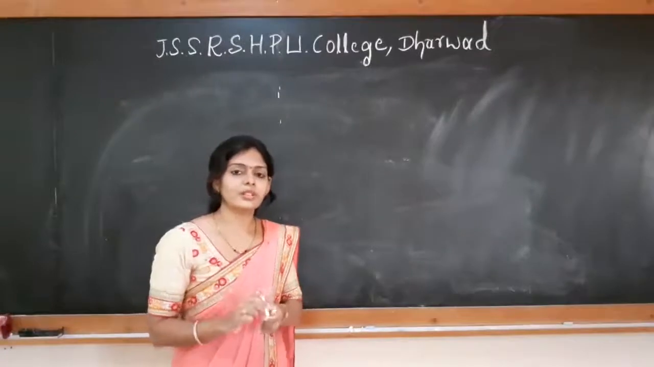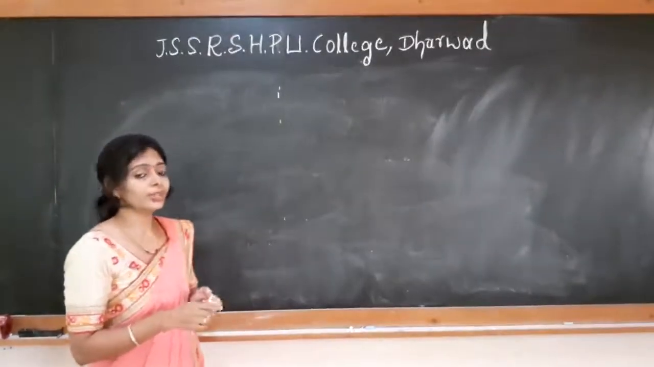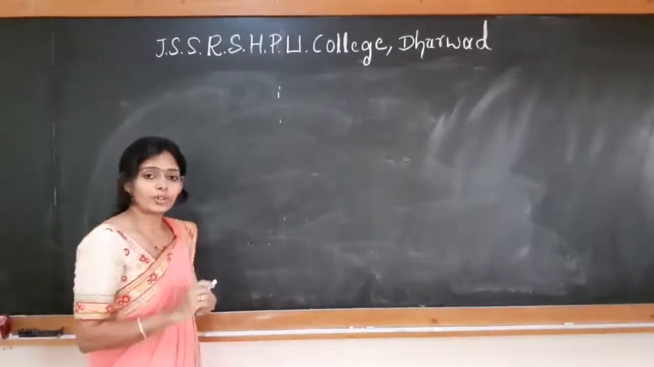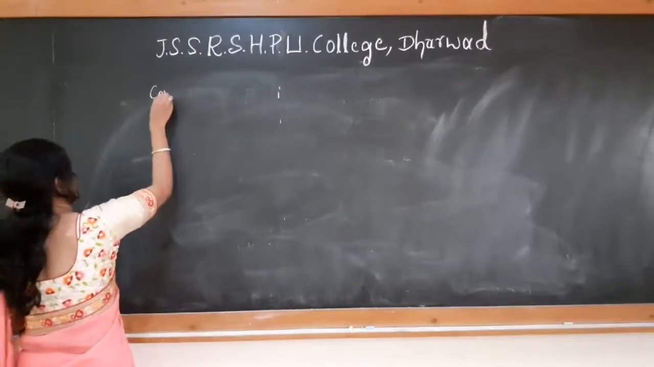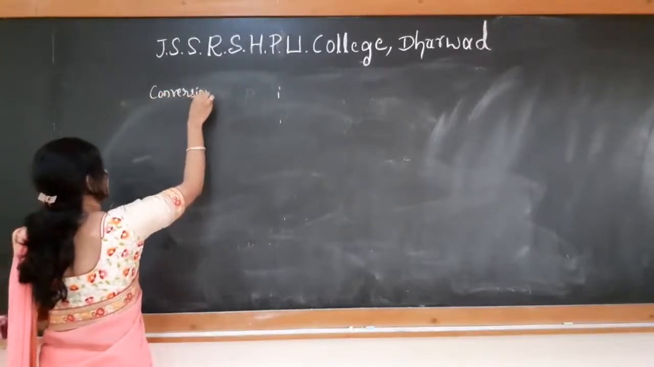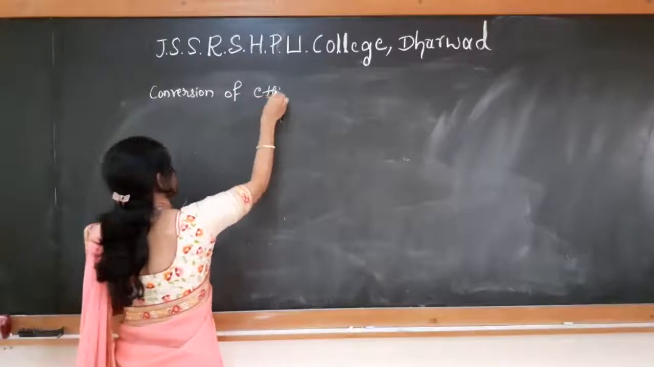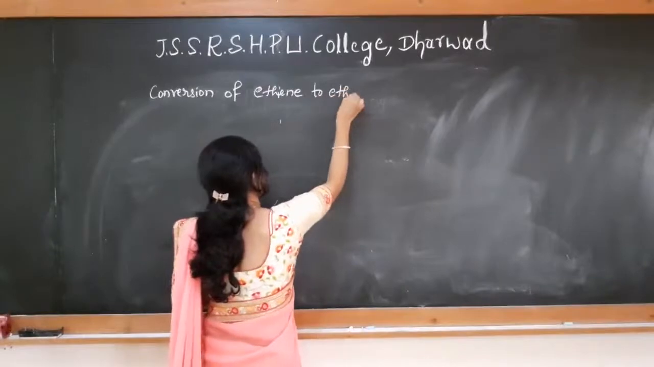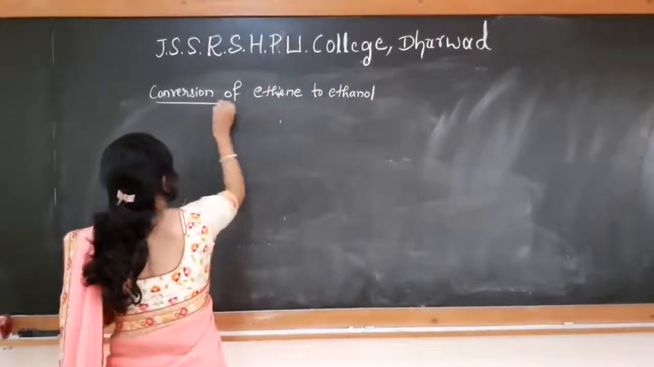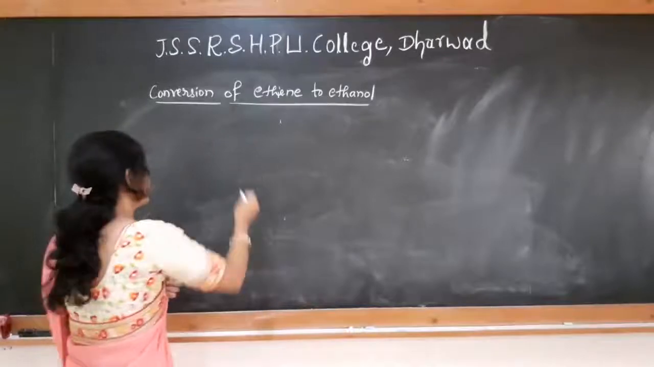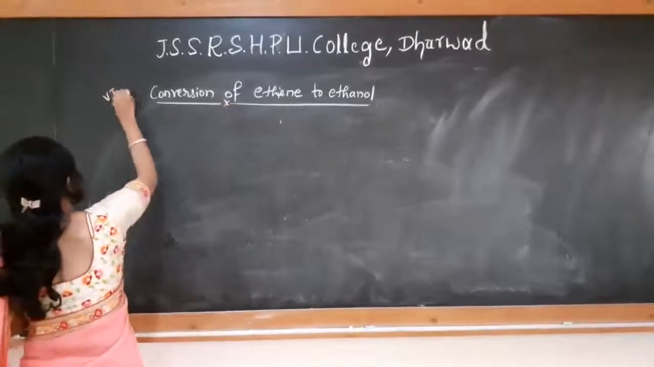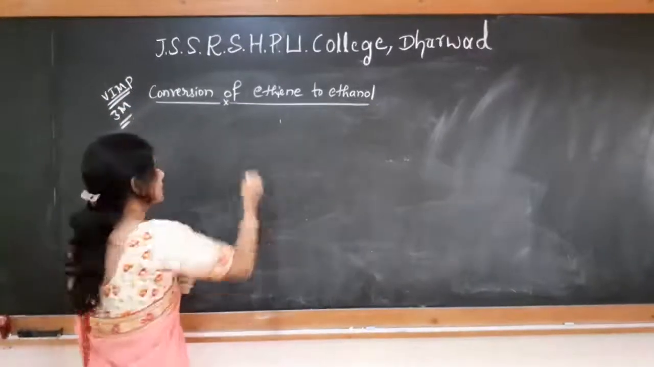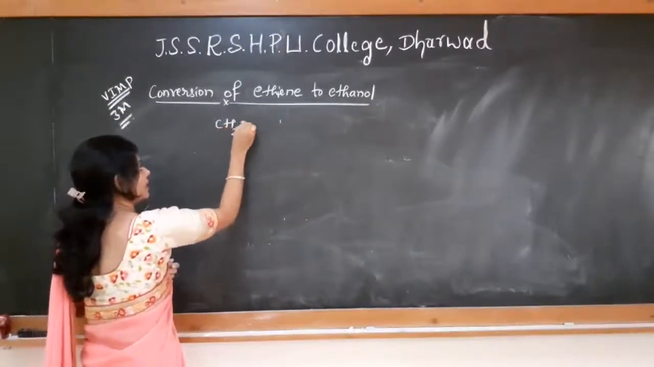For your syllabus, you have the conversion of ethene to ethanol. How do you get ethanol from ethene? That mechanism is there for you, which is very, very important for 3 marks. So I will write here conversion of ethene to ethanol. So this is very, very important for the examination for 3 marks. Okay, so how is ethene converted to ethanol?